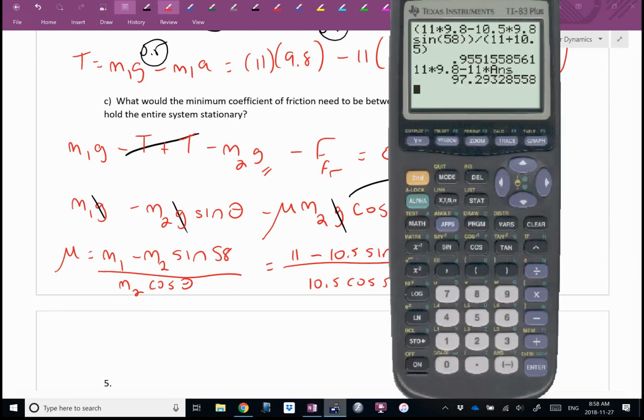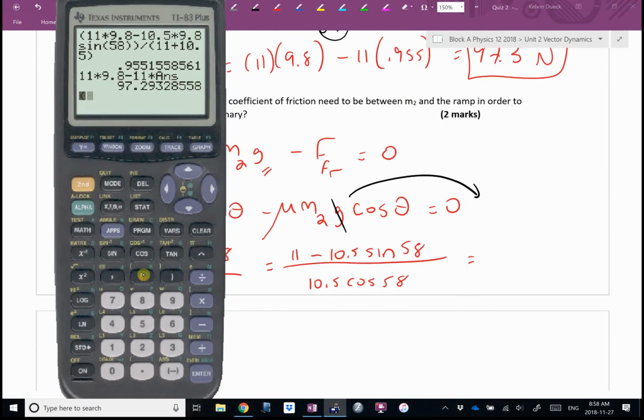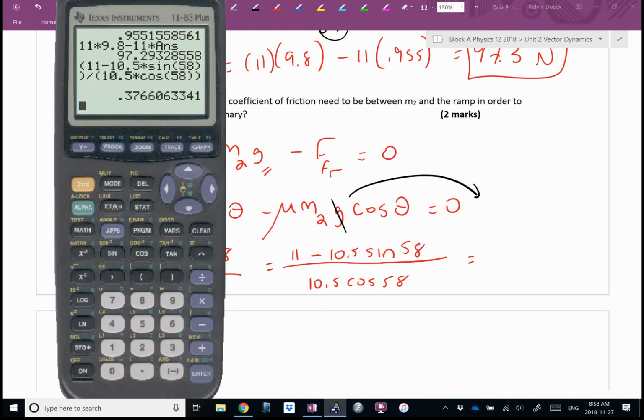Does this look right, humans? I'm not sure now. Bracket 11 minus 10.5 times sine 58 divided by bracket 10.5 times cos 58. Do you get a mu of 0.377? Yeah. That one had some teeth.